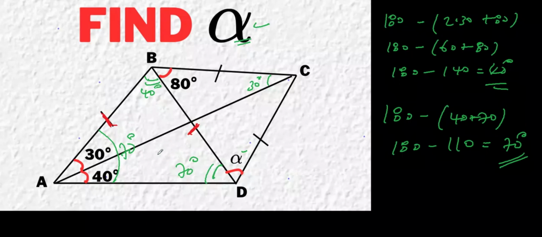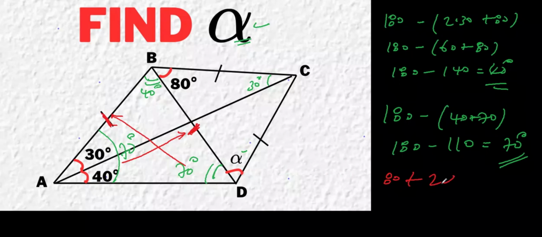Opposite sides are equal. So opposite to this 70 degrees, this side is equal to the side opposite to this angle, which is this side. If this one is equal to this one, that means this side is also equal to this side. So if it is like that, then we can calculate the other side, just 80 plus alpha, right? If this one is alpha, that means this one is also alpha.